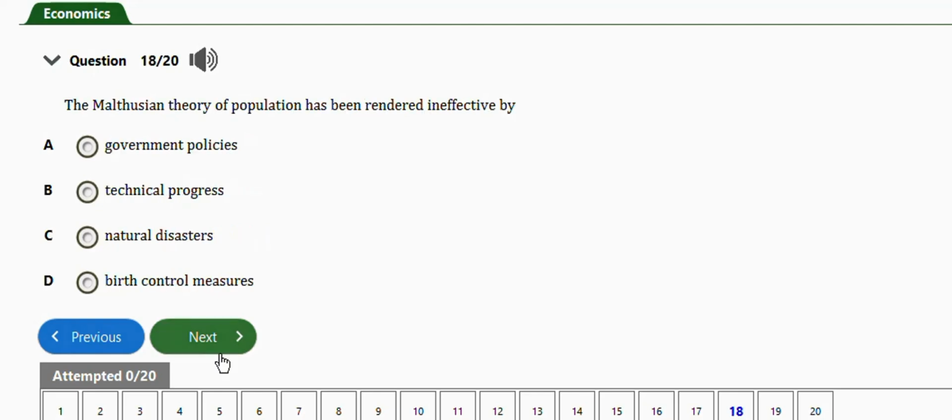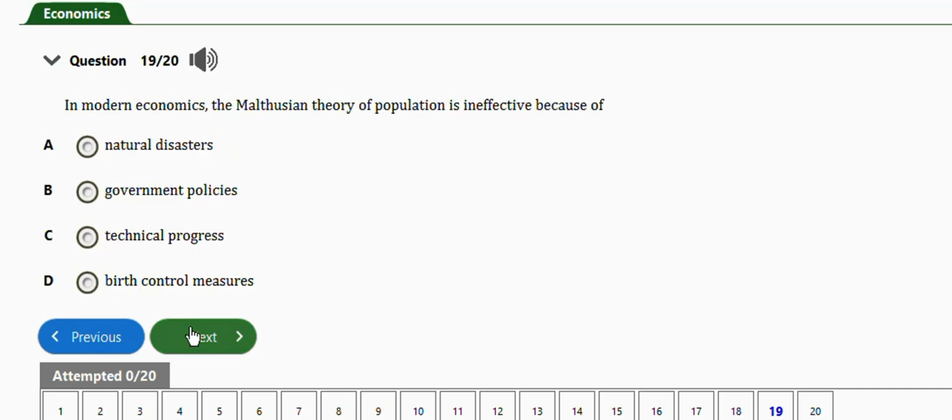Next question. It says the Malthusian theory of population has been rendered ineffective by government policies, technical progress, natural disaster, birth control measures. The right answer is option B, technical progress. Next question. It says in modern economies, the Malthusian theory of population isn't effective because of... I think we have already attempted a similar question. The right answer is option C, technical progress.